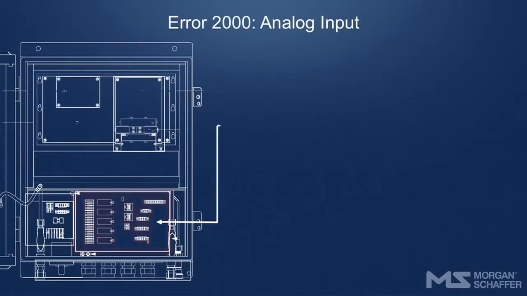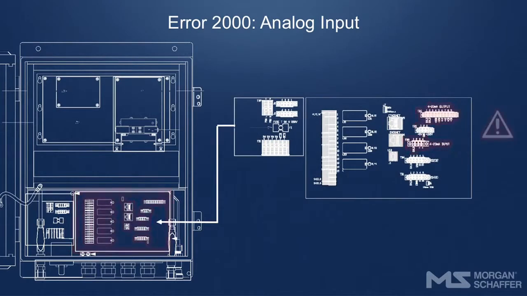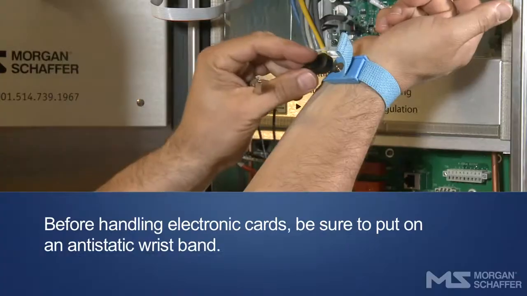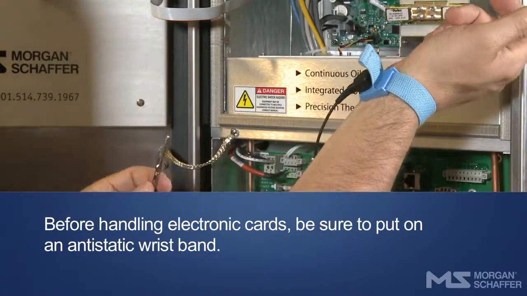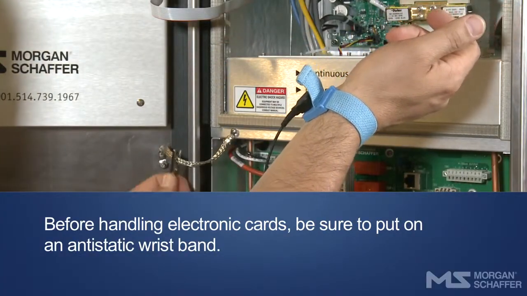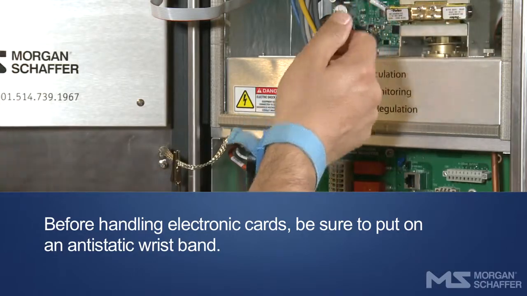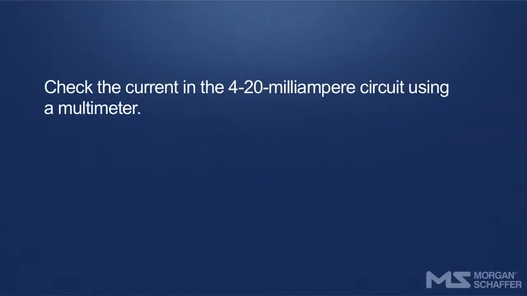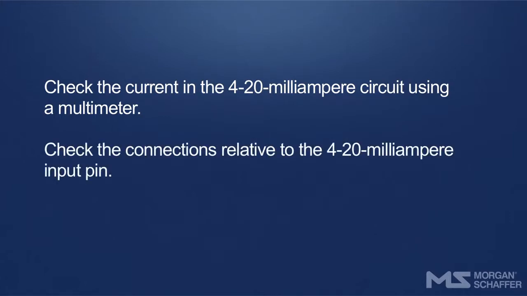Error 2000. Analog input. This error occurs when the analog input is not properly connected or is not working. Before handling electronic cards, be sure to put on an anti-static wristband. Check the current in the 4-20 mA circuit using a multimeter. Check the connections relative to the 4-20 mA input pin.